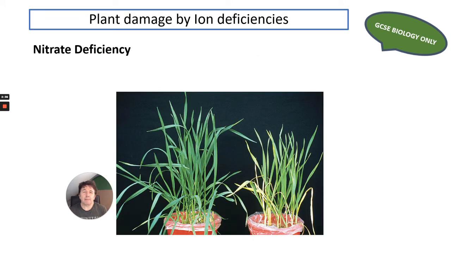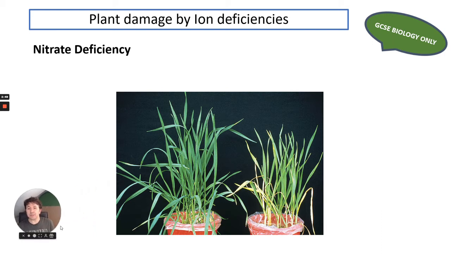So let's talk about plant damage by what we call ions, so ion deficiency. Again, there are certain ions that are required for the healthy growth of plants. In particular, you'll need to know about two, but in an exam question they could ask you about other types of ion deficiencies, but they would give you lots of information in the exam.